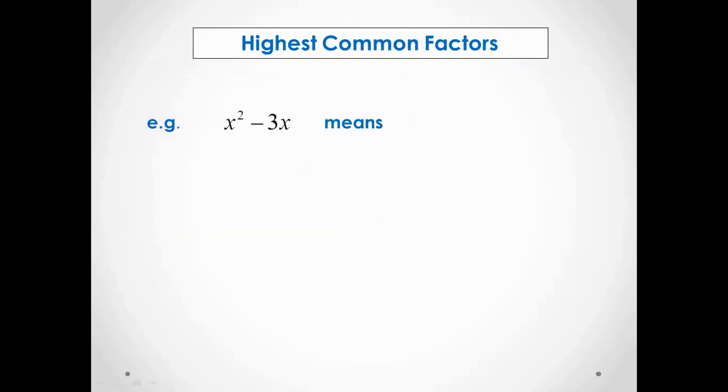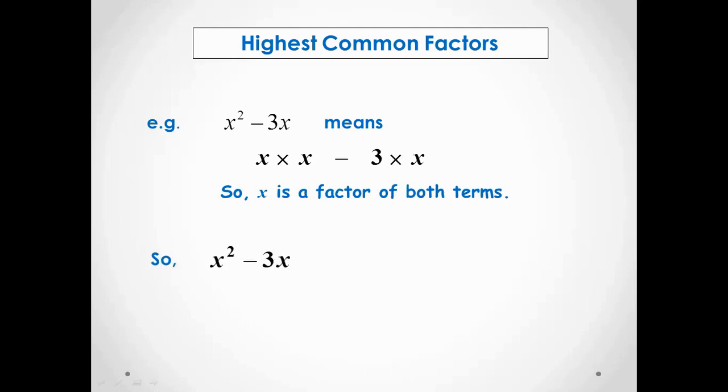Now, take for example we have x squared minus 3x, which means x is being multiplied by itself, minus 3 multiplied by x. Now if we look at the two terms, we realize that x is common to both terms, and as such that x is going to be the common factor that we use to factorize this expression. Now since x is a common factor, we factor out the x. That will leave us with x minus 3 inside the bracket.